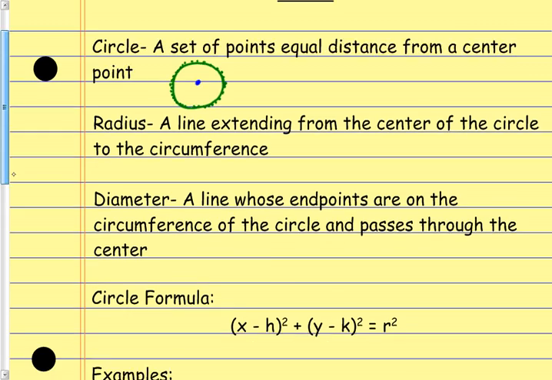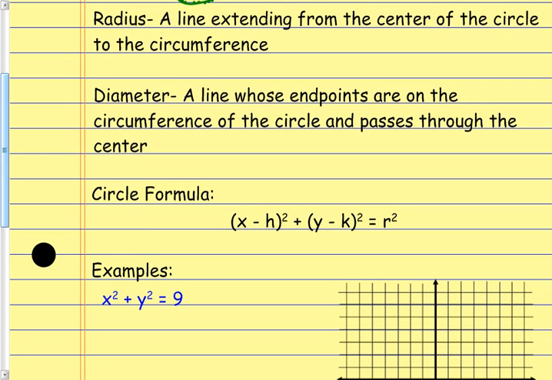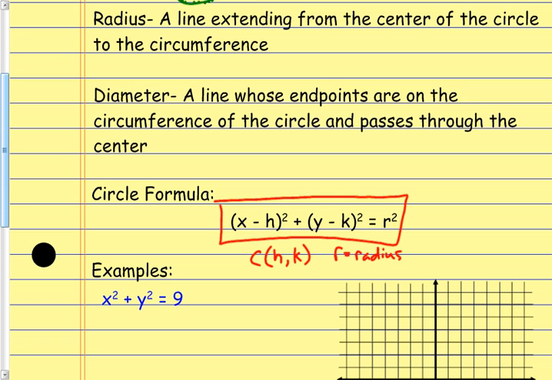And our formula for the circle, which we can take right off of our formula sheet, is this, where we have (x minus h) squared plus (y minus k) squared equals r squared. And keep in mind that in this formula, our center is (h, k), and our radius is the r value. Okay, so we have a center at (h, k) and a radius given by this r value.